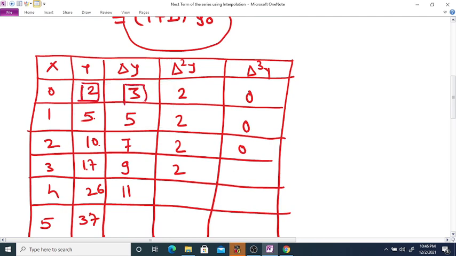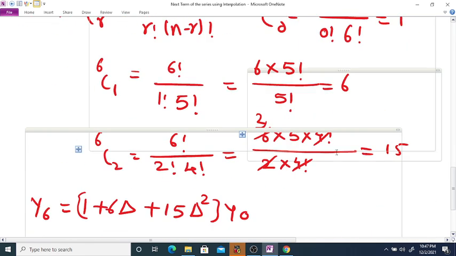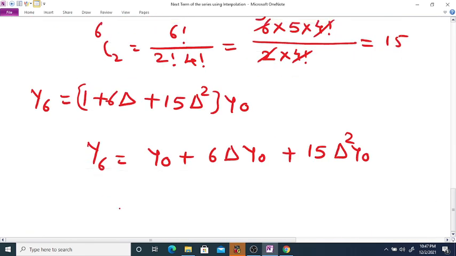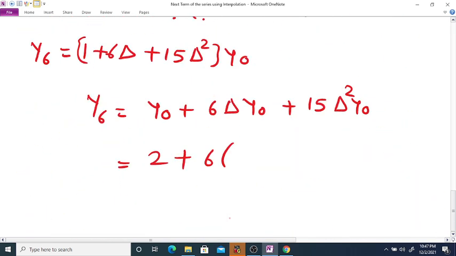This is y0, this is delta y0, and this is delta square y0. So y0 is equal to 2, delta y0 is equal to 3, and delta square y0 is equal to 2. If you substitute these values here, y0 is equal to 2, delta y0 is equal to 3, and delta square y0 is equal to plus 15 into delta square y0 is 2.